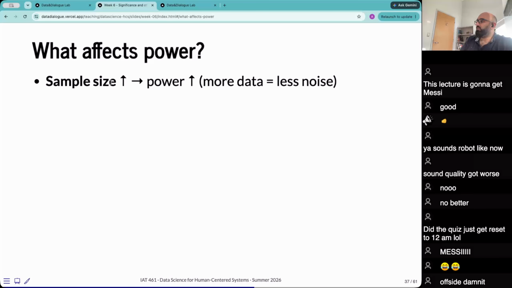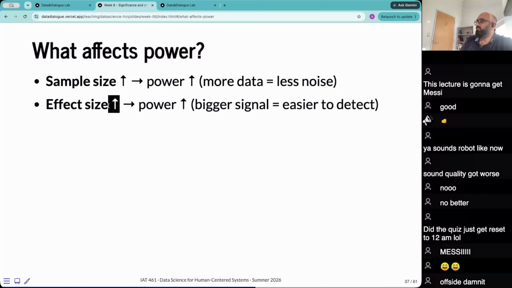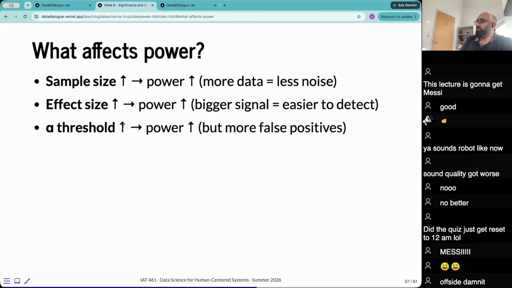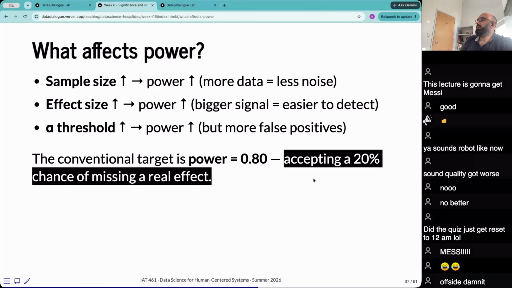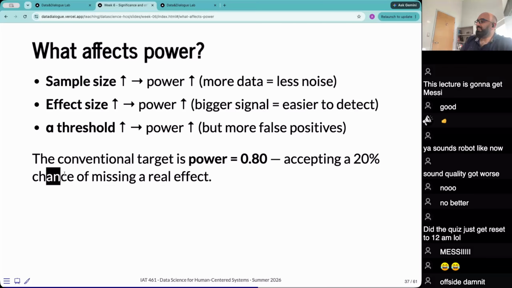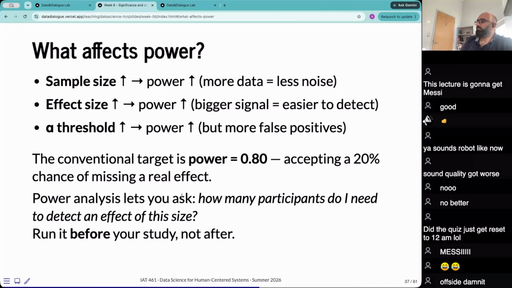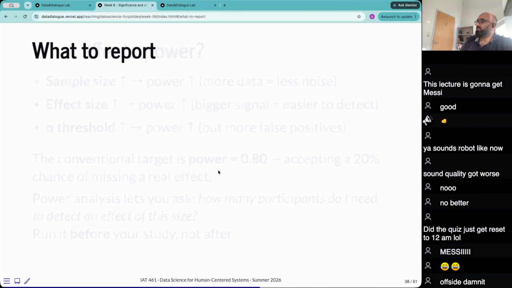So what affects power? Sample size affects it. Effect size, which we just talked about, affects it. The alpha threshold that we talked about affects it. The conventional target is a power of 0.8. Again, these are just for you to remember. That means accepting a 20% chance of missing the real effect. How many participants? Essentially, that's what it helps you ask: do I need to detect an effect of this size? You run it before your study, not after.